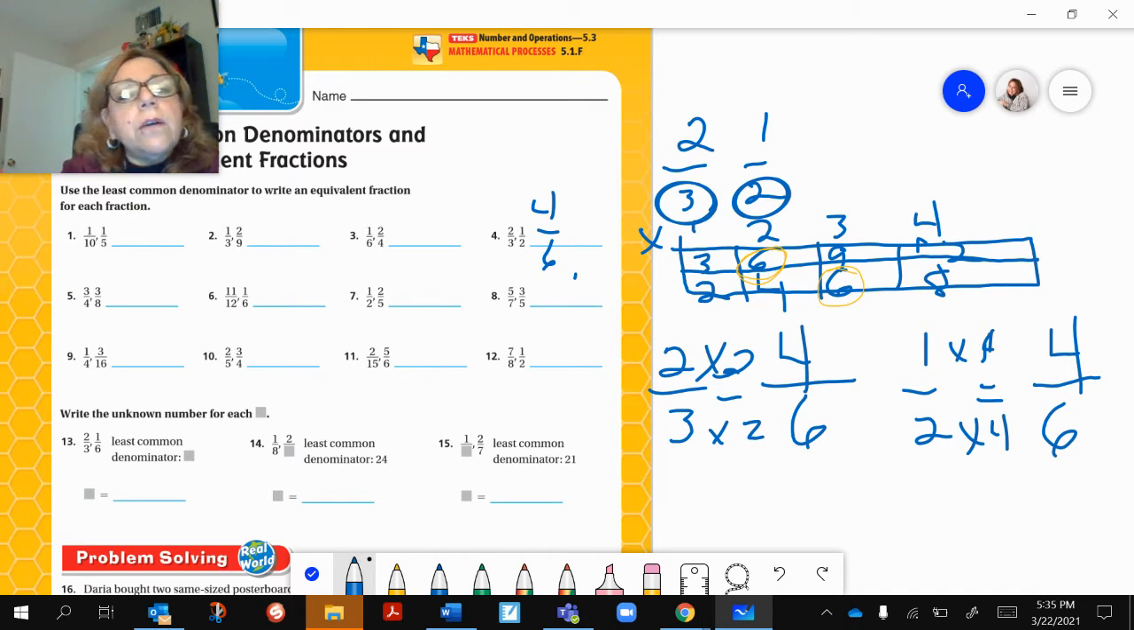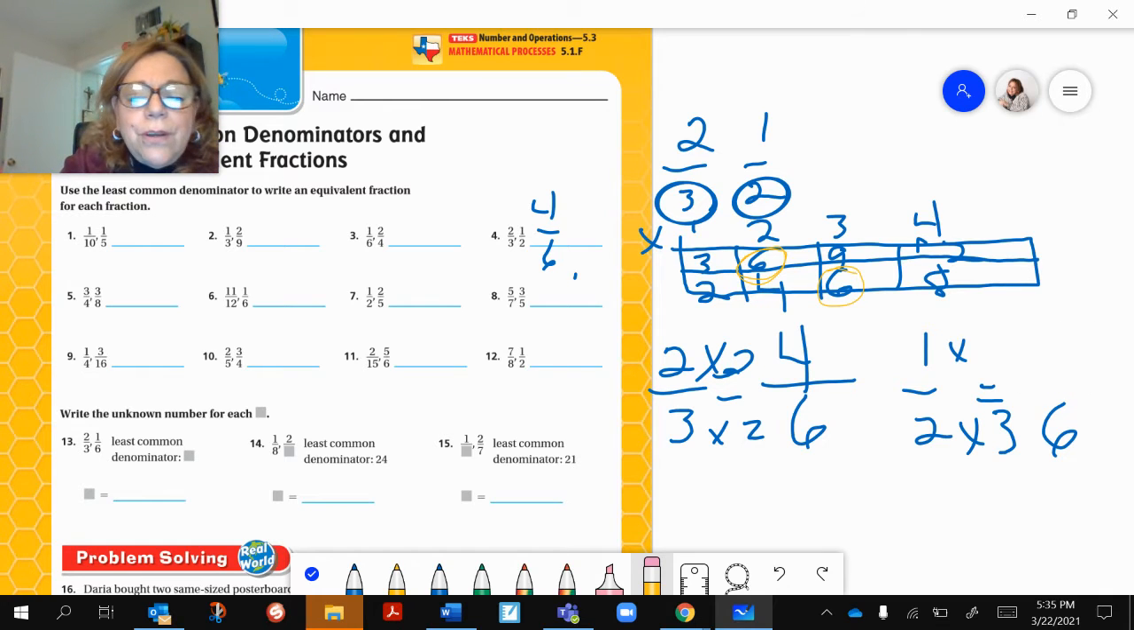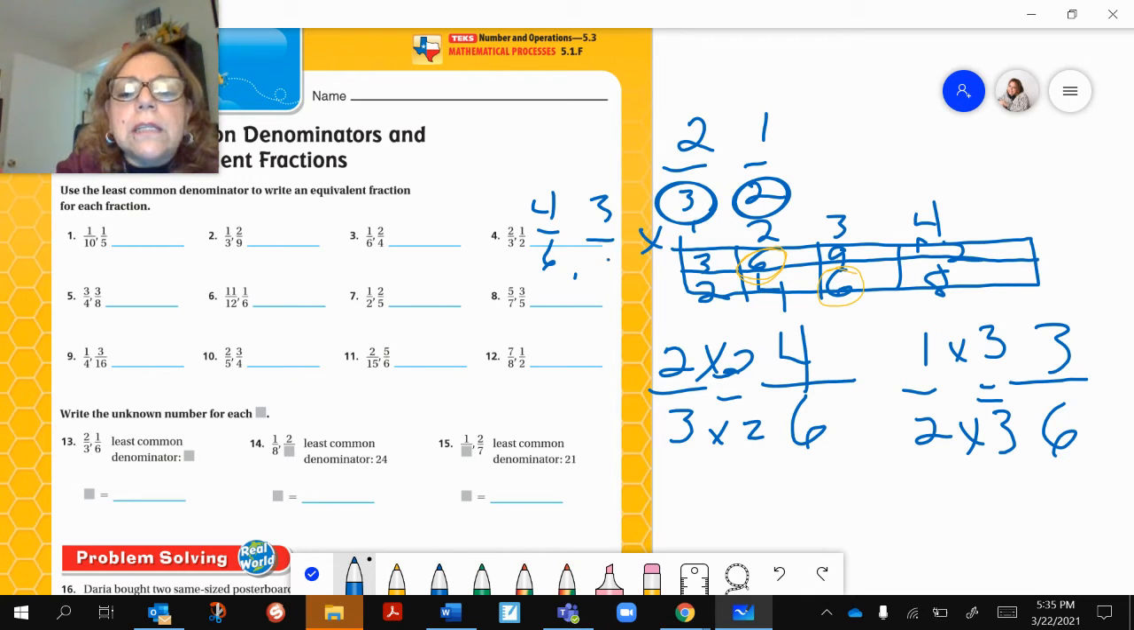Is that right? No, I'm so glad you caught my mistake. This is a 3. I got thrown off when I moved my picture over. So good work. 2 times 3 equals 6. And whatever I do to one, I do to the other. Good catch on that one. So it's 1 times 3, drawing my dividing bar, equals 3. So I have 4/6 and 3/6. And now I found my common denominator is 6.